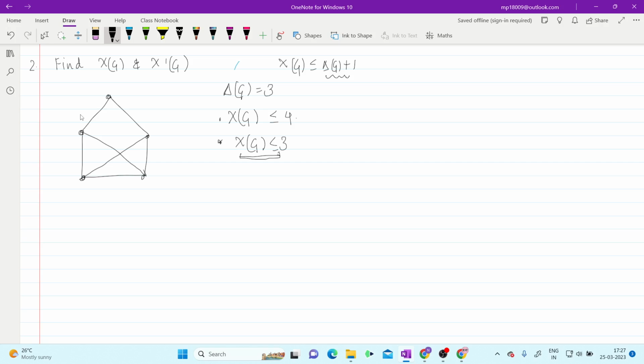No, ma'am. Why? Because it has an odd cycle. Yes, so we have an odd cycle, and for an odd cycle we need at least 3 colors, right? So the chromatic number will turn out to be 3.